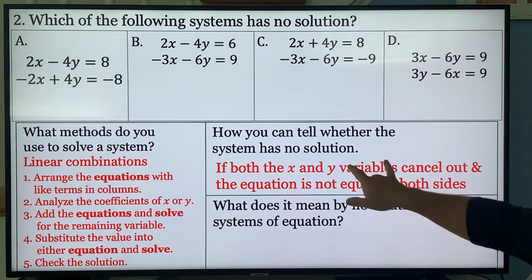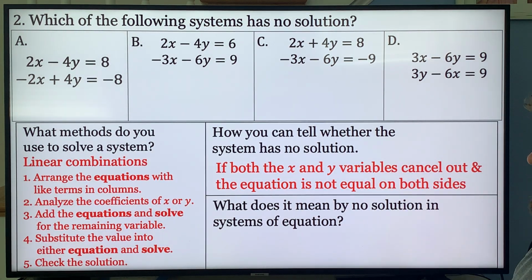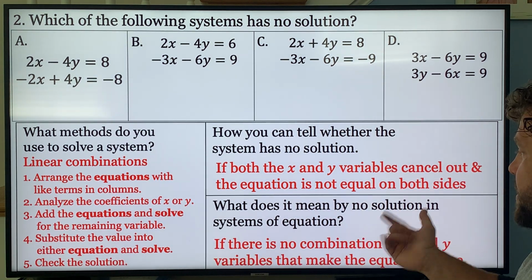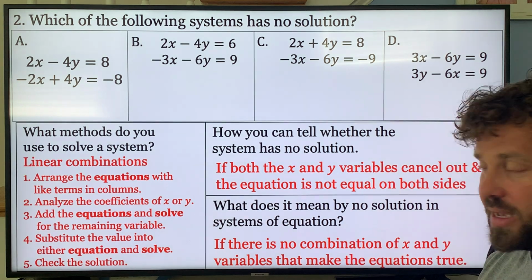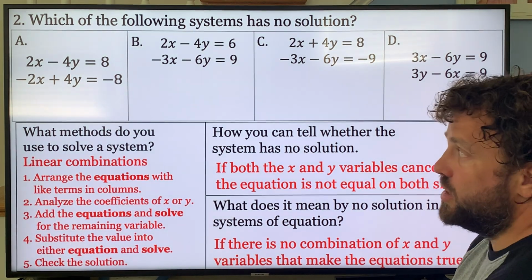Now, if both the x and the y variable cancel out and the equation is not equal on both sides, that's how you find out there's no solution. What does it mean by no solution? That means there's no combination of x and y that I can get that makes the equation true. So there's no way to make that equation true.